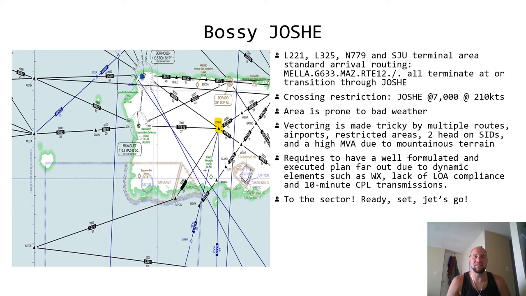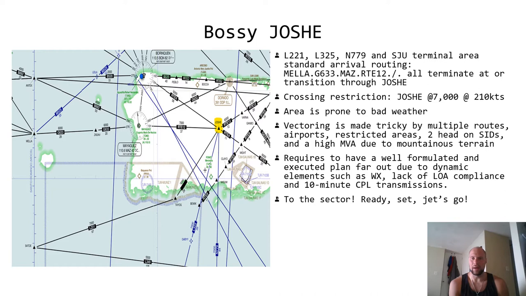Joshi is overland. There's a high MVA, 6,600 due to mountainous terrain. You have multiple airports, Borinquen, Mayaguez, and Ponce. The two head-on SIDs: if there's a release off of Ponce, you're talking the Wilfred 2 departure. If you have to vector aircraft far to the east to make your sequence work, you have to worry about not only restricted area 7103, and again, another obstacle, but you have to worry about if there's a Gambo departure, because the Gambo is basically mirroring, kind of tracing Route 9 there. So you have to be careful for a head-on traffic situation there.